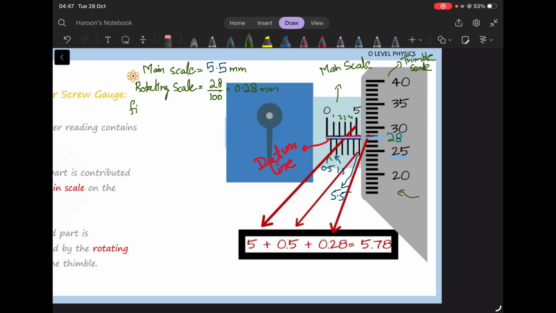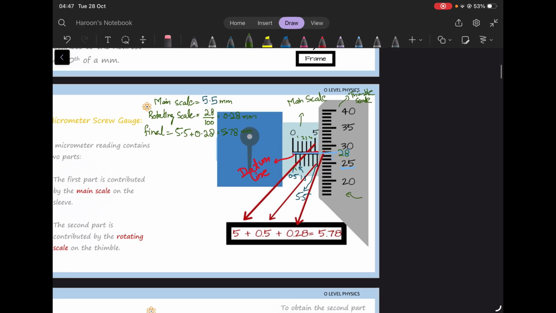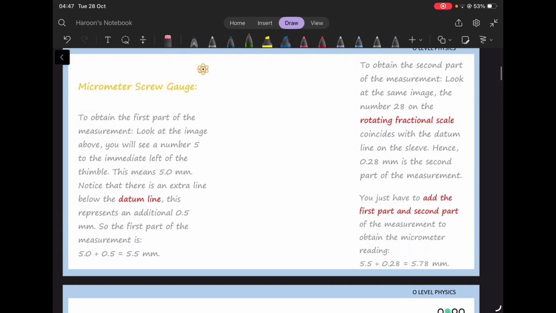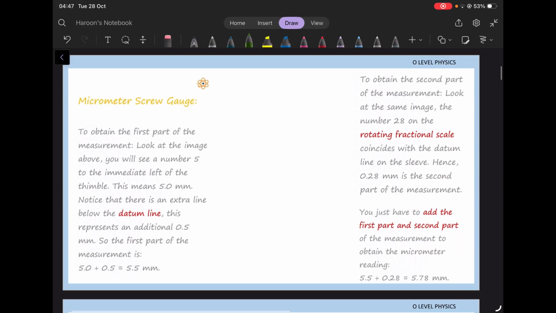Now final reading would be your main scale plus rotating scale. So 5.5 plus 0.28. This should give me the answer 5.78. And this should be in millimeters. This is my final answer. 5.78 is my final reading. So this is how we find reading of a micrometer screw gauge. This is examinable. You need to know this. So if you want to take a screenshot, basically these are notes, or just pause the video and read over these notes.